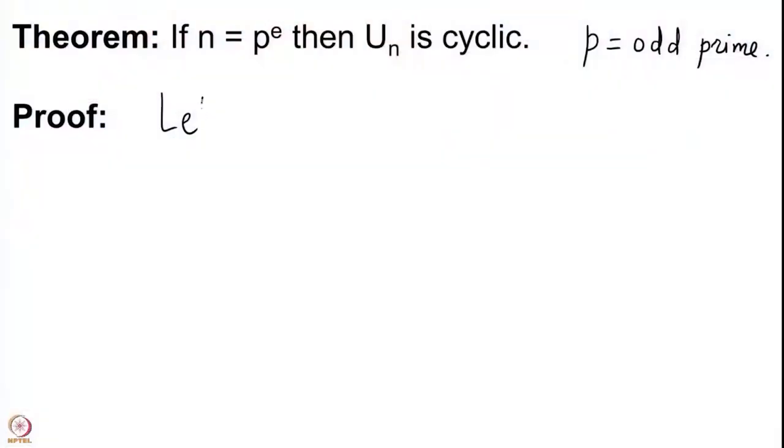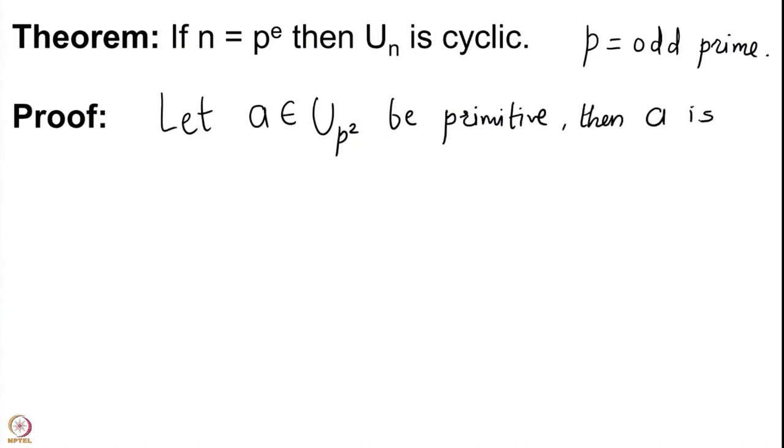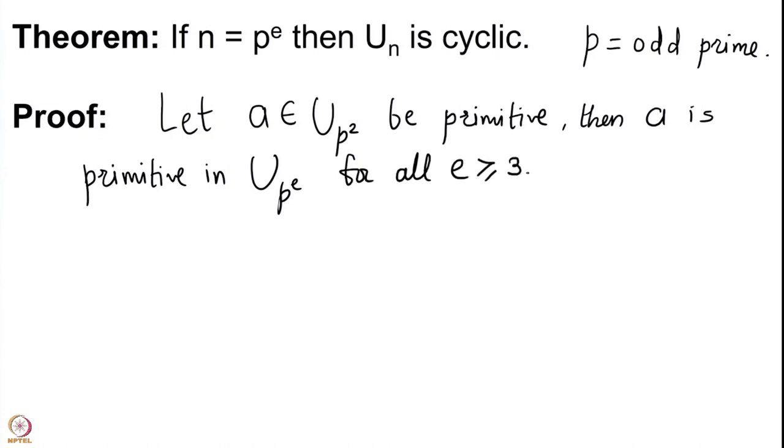We will show, in fact, a stronger result than we had in the case where n was p square. Let a in U p square be primitive, then a is primitive in U p power e for all e bigger than or equal to 3. This is a fantastic result. It tells you that once you start with a primitive root modulo p square, that element will continue to remain primitive modulo all the higher powers. That is a great result, because now we do not have to work with cases.